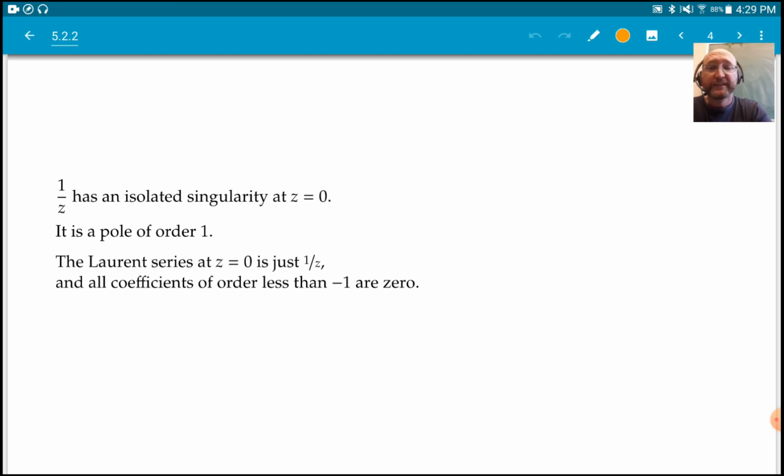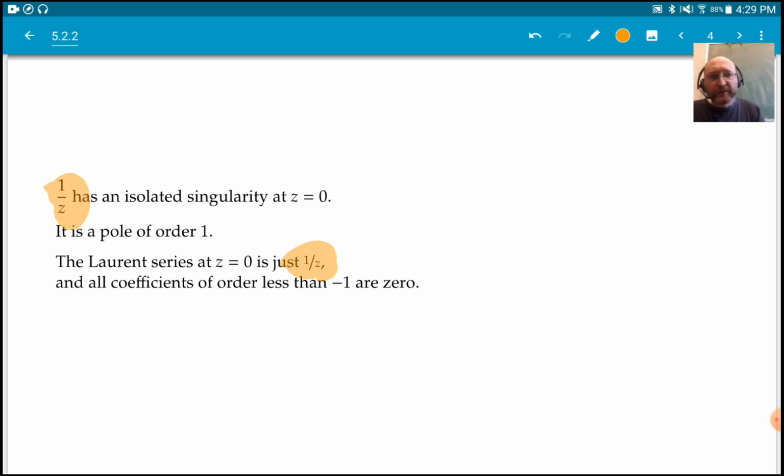Now, if you look at the Laurent series of this, well, that's just 1 over z. I mean, that is the Laurent series. All the terms are 0 except the first negative term, the one corresponding to the negative first power of z. So that's just its Laurent series.